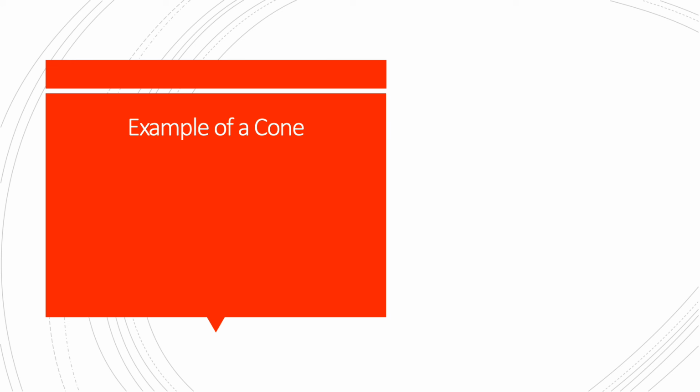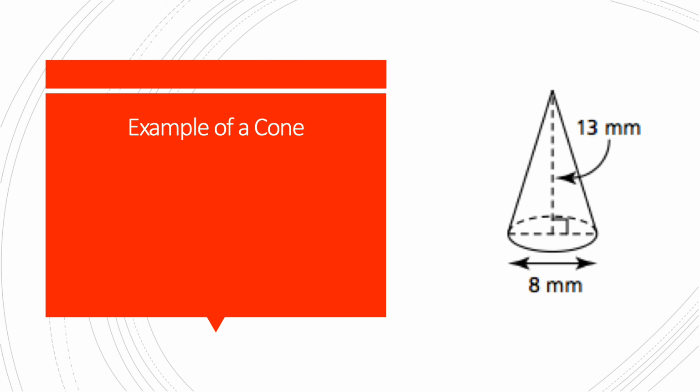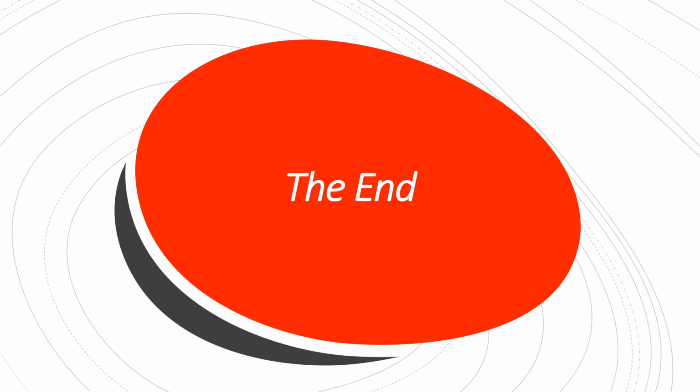Now let's take a look at an example of a cone. Here we've got a diameter of 8 millimeters with a height of 13 millimeters. There's our formula. Here it is as a cone. Plugging in the values we got, since our radius is 4, we use 4 squared times our height of 13. Punch it all in, gives you 217.8 millimeters cubed. And that's it, the end of this one.